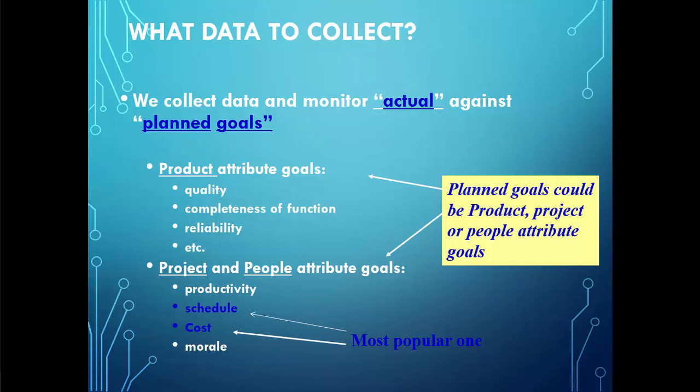For project or people related attribute goals, such as project schedule and cost, which is the most popular in project management and in the monitoring process, to make sure that the project will stay within schedule and within budget. Could be also people, productivity, and employee morale, something to follow or to monitor during the progress of the project.